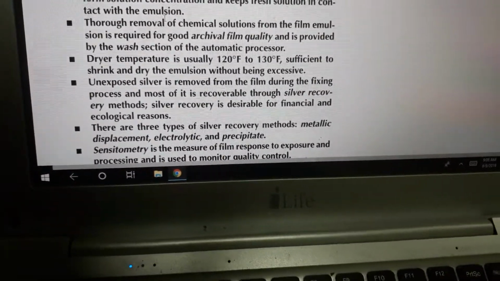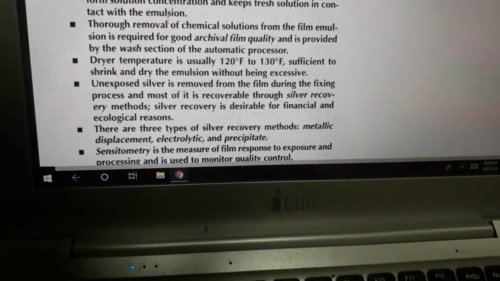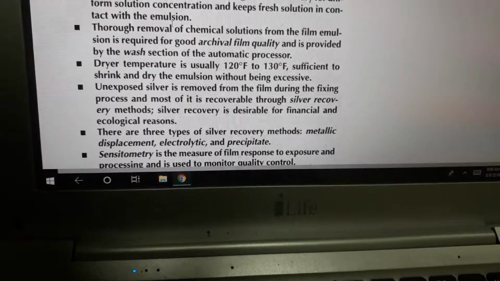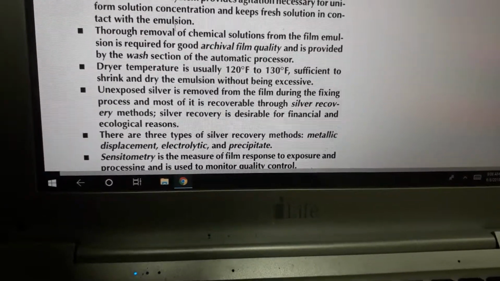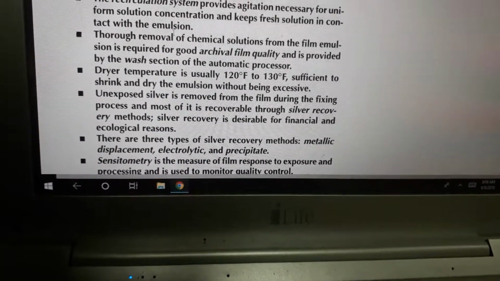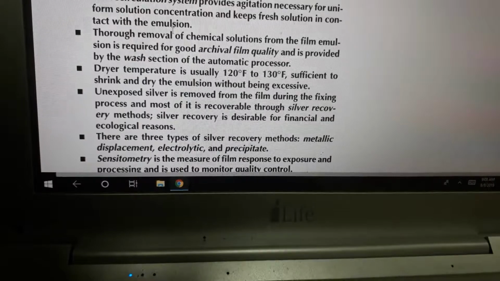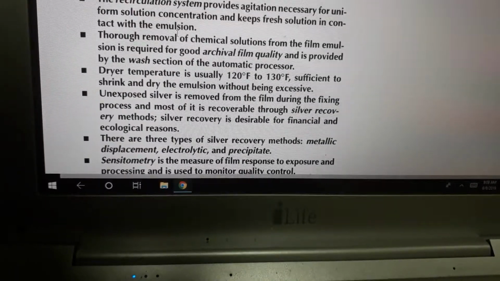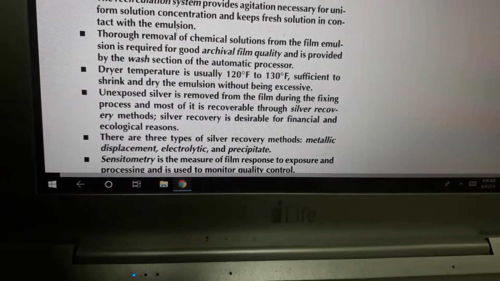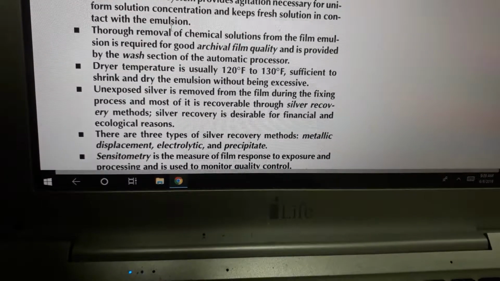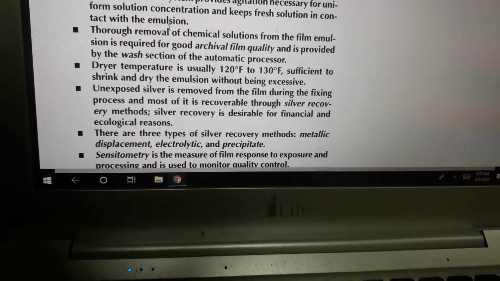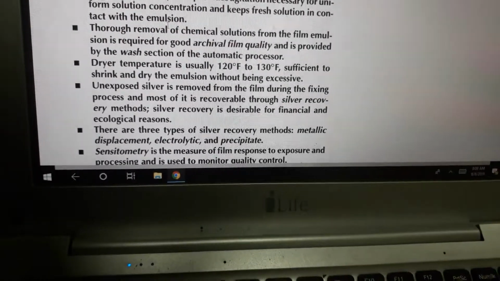The dryer temperature is usually 120 to 130 degrees Fahrenheit, sufficient to shrink the emulsion without being excessive. Unexposed silver is removed from the film during the fixer process, and most of it is removable through the silver recovery method. Silver recovery is desirable for financial and ecological reasons.